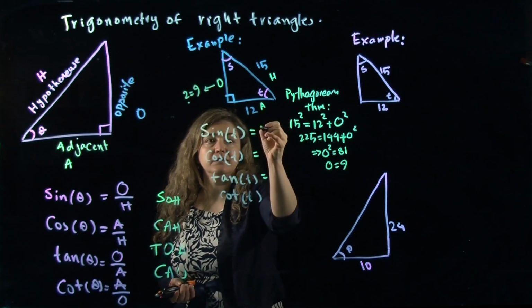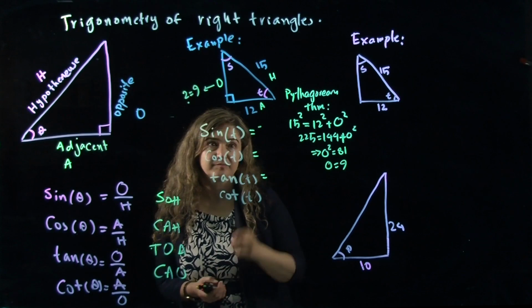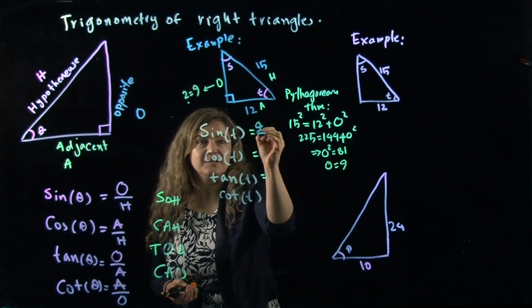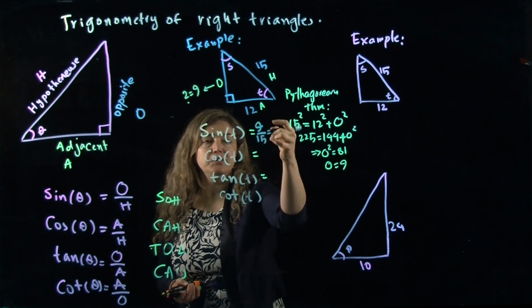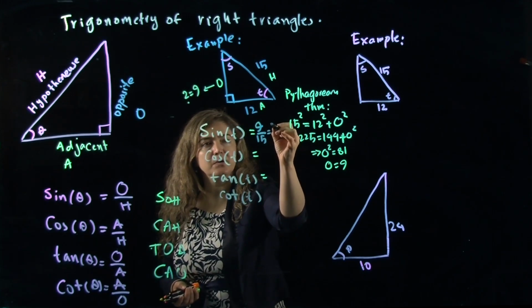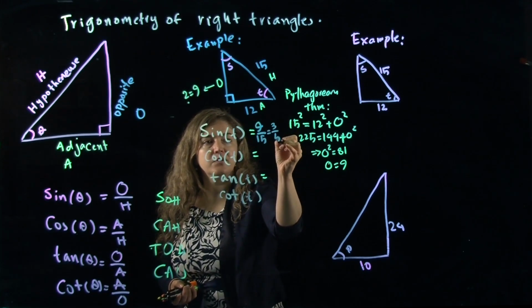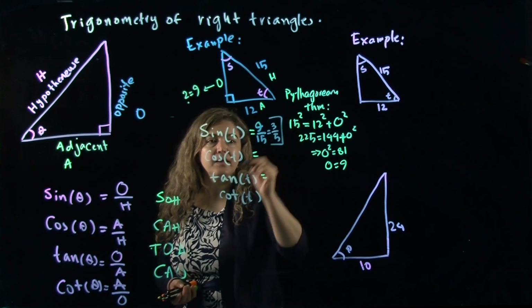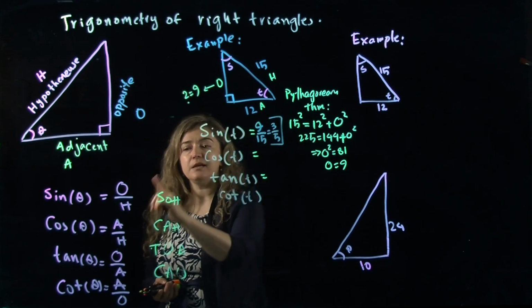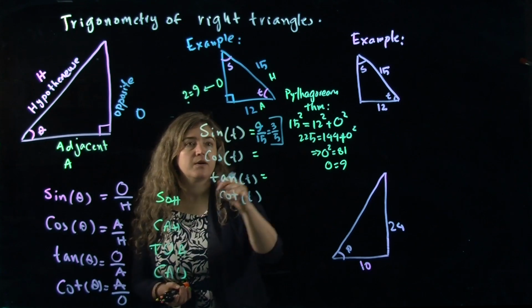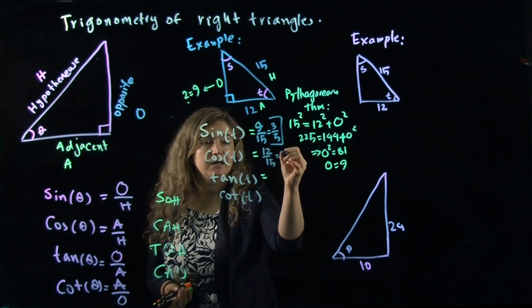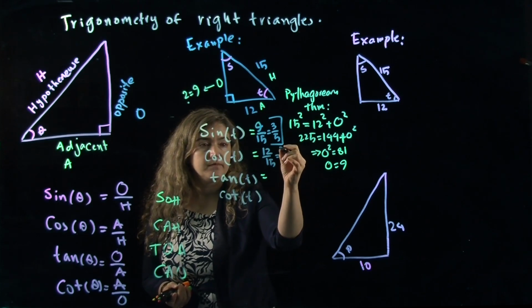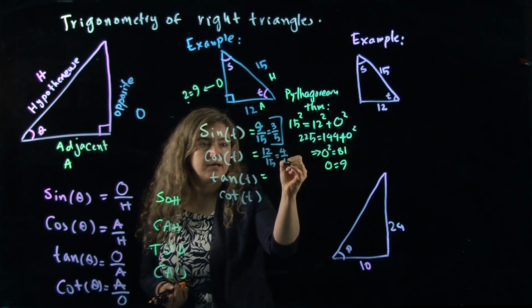Now, sine of t is supposed to be opposite over hypotenuse. Opposite is 9, divided by hypotenuse, which is 15. You can simplify that to 3 over 5. Now, cosine of t is adjacent over hypotenuse. That's 12 divided by 15. That is 4 divided by 5.